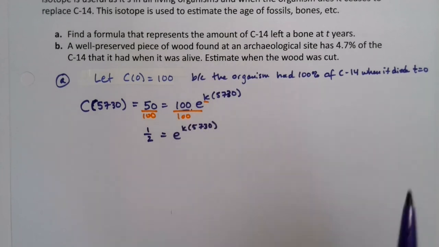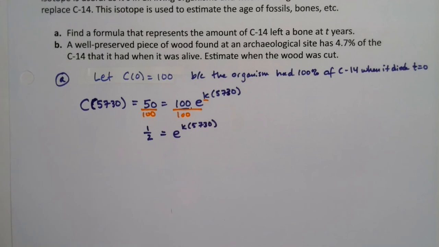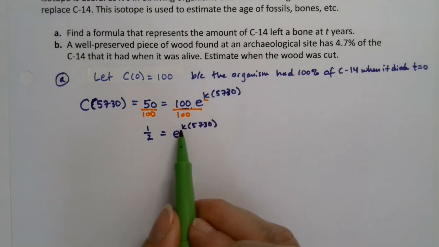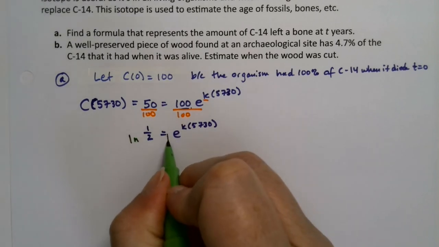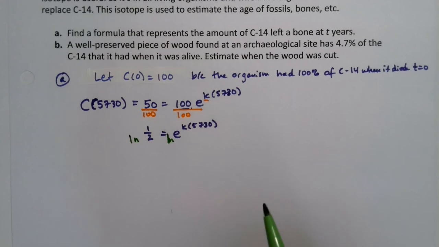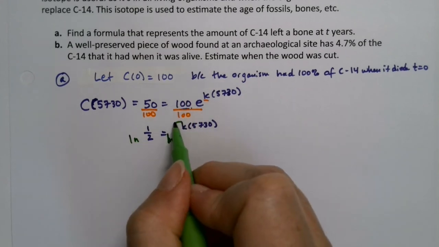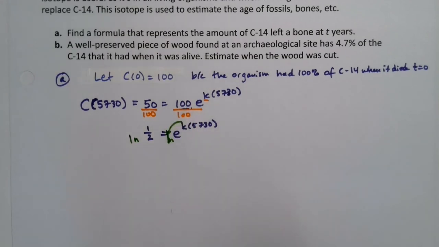Now, of course, you want to solve this for k, so you want to get that k out of that exponent. And the way we do that is we take the natural log of both sides. That brings that k times 5,730 down due to the power properties of logarithms.